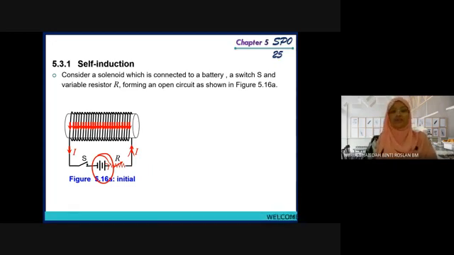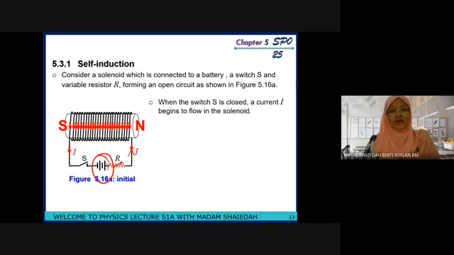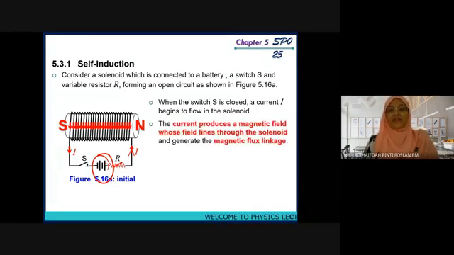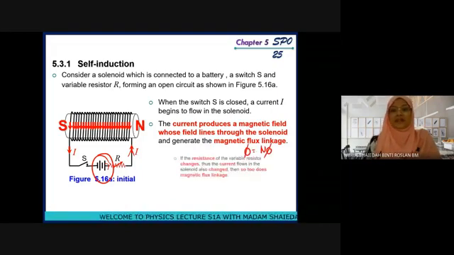So your north should become here lah. So this will become your north. So you know north, you punya south. Okay, the current produces a magnetic field whose field lines go through the solenoid and generate magnetic flux linkage. Kenapa magnetic flux linkage? Because they have a lot of N phi here kan. So ini akan menghasilkan N phi, so menghasilkan phi lah, phi besar tu.